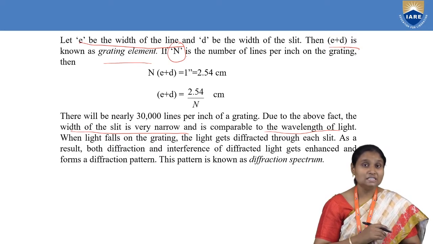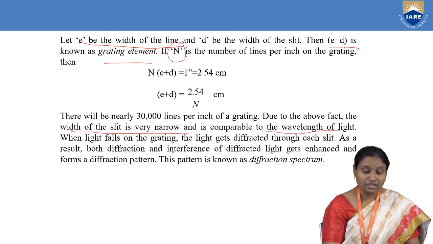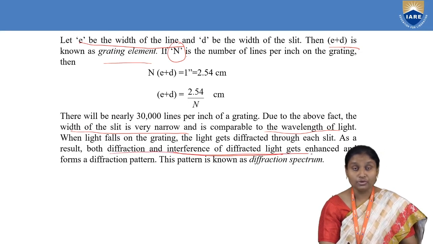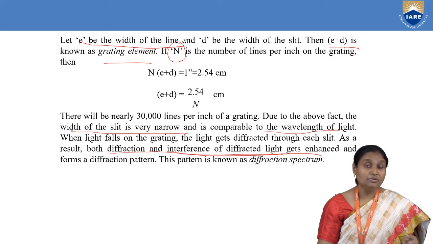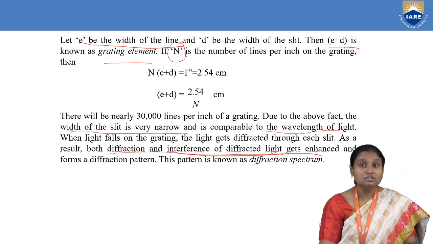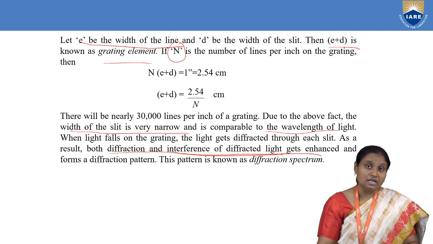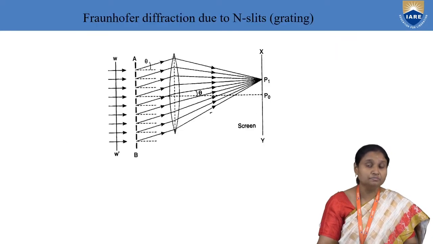When you are taking N number of slits and considering diffraction, not only diffraction but interference is also involved. This is a very important point. When you take a single slit, completely we'll be talking about diffraction. But when we take N number of slits, along with diffraction there will also be interference of the diffracted light. And because of both diffraction and interference of diffracted light, we'll get a spectrum, and that spectrum is called the diffraction spectrum. Next we are going to see how we get that spectrum.